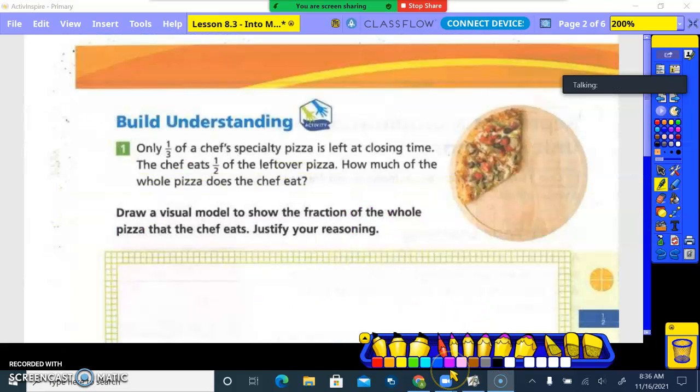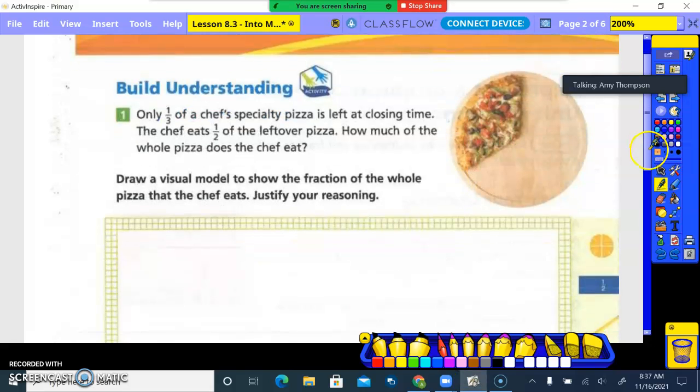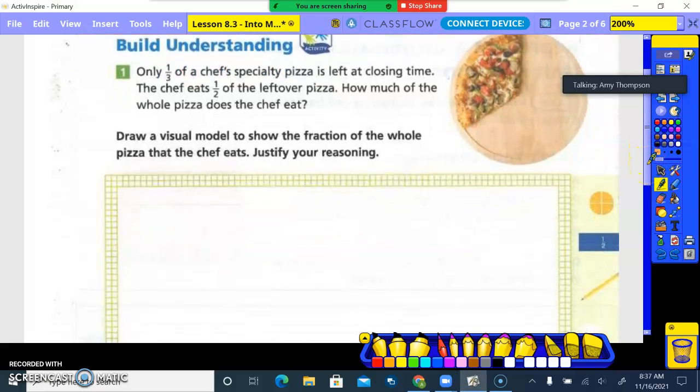Build understanding. Only 1/3 of a chef's specialty pizza is left at closing time. The chef eats half of the leftover pizza. How much of the whole pizza does he have left? Draw a visual model to show the fraction of the whole pizza that the chef eats. Justify your reasoning. So clearly that pizza is in a circle, right?